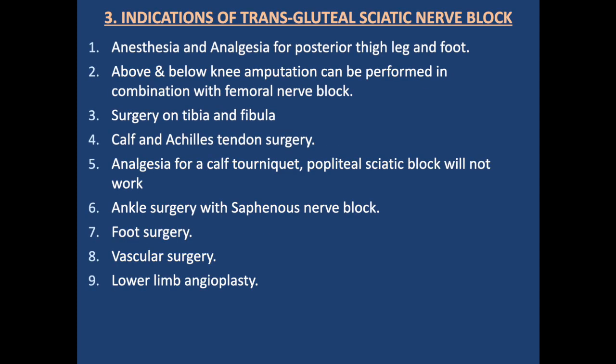Indications and contraindications of transgluteal sciatic nerve block. Indications include anesthesia and analgesia for the posterior thigh, leg and foot. Above and below knee amputation can be performed in combination with femoral nerve block. Surgery on tibia and fibula, cuff and Achilles tendon repair, and analgesia for cuff tourniquet.